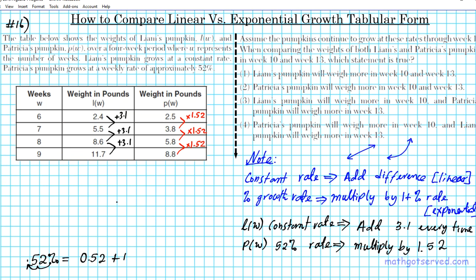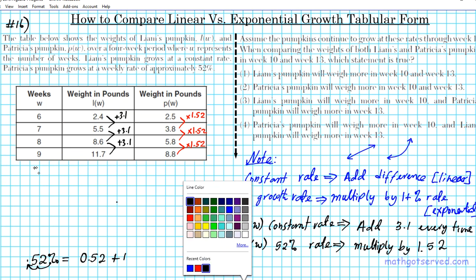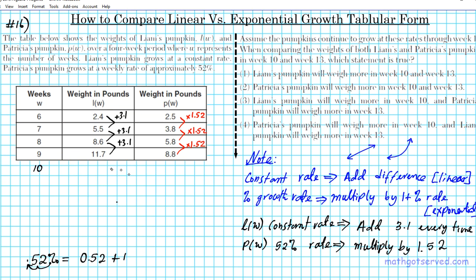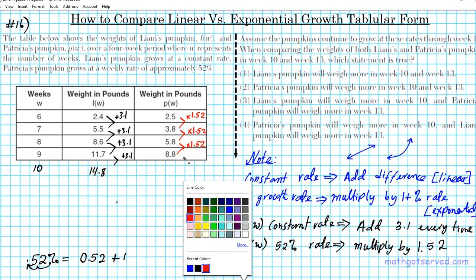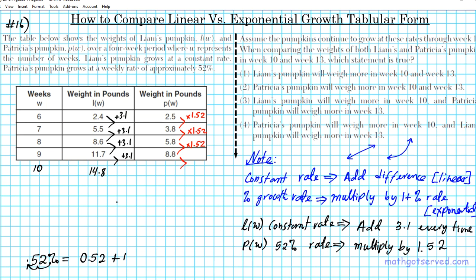Alright, so to get week 10, what are we going to do? To get week 10, all we are simply going to do is add 3.1 to 11.7. Alright, that's not difficult to do. We just add 3.1 to 11.7, we get 14.8. And then how do we get week 10 for Patricia's pumpkin? Follow the same pattern. Multiply by that common ratio, which is 1.52. So multiply by 1.52, and let's see what that answer is.